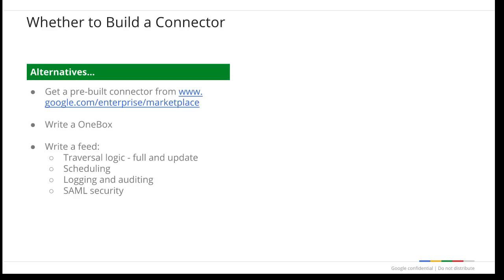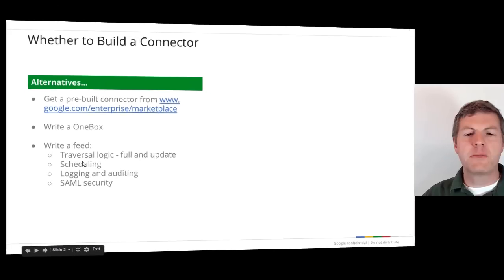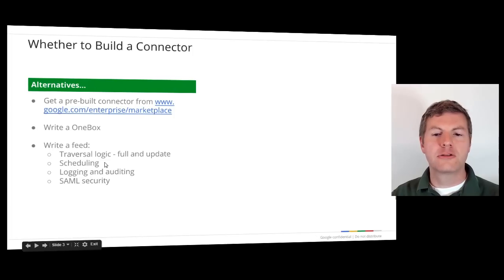The one-box approach is simple and may work, but will likely be slow when dealing with documents and will not rank results by relevance. A feed can fetch and index documents and metadata, but it won't provide all of the functionality of a connector. You'll be responsible for implementing the logic to traverse content, schedule reacquisition, log activity, and check user security.